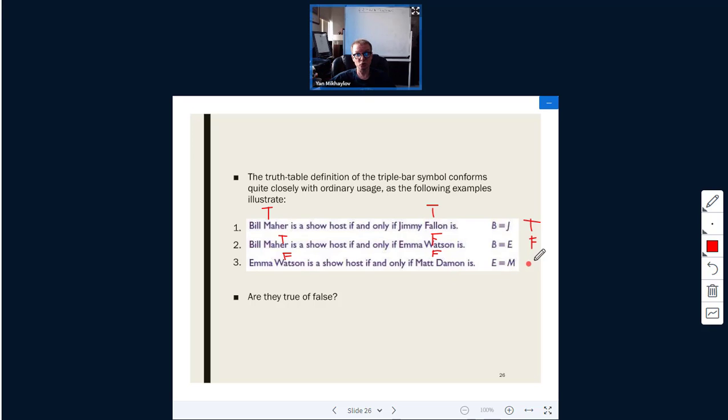Yes, actually it is true. You see, when both of them are false, if you say, well, Emma Watson, she's a show host if and only if Matt Damon is a show host, that actually sounds completely true, because neither of them is a show host. So to say one of them is a show host if and only if the other one is, of course, true. So again, it makes sense in terms of the language.